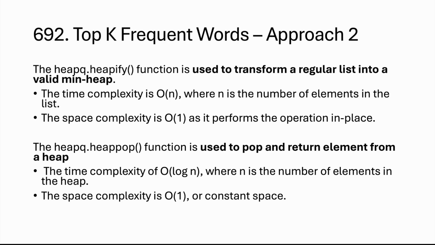For approach 2, we need to know 2 functions. The first one is heapq.heapify. It is used to transform a regular list into a valid min heap. Time complexity is O(n), space complexity is O(1). The second function is heappop. It is used to pop and return an element from a heap. Time complexity is O(log n), space complexity is O(1).